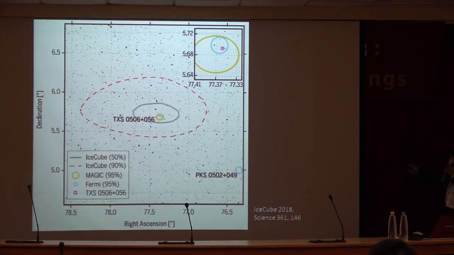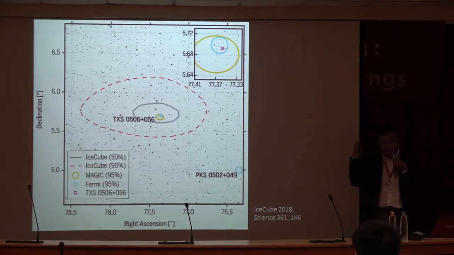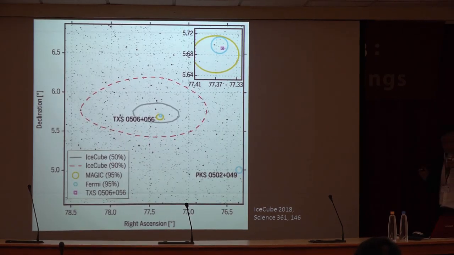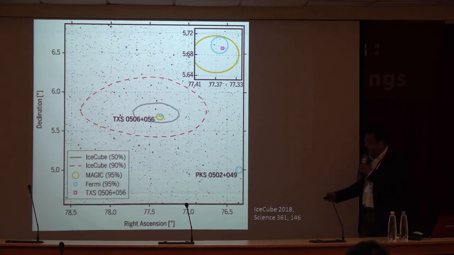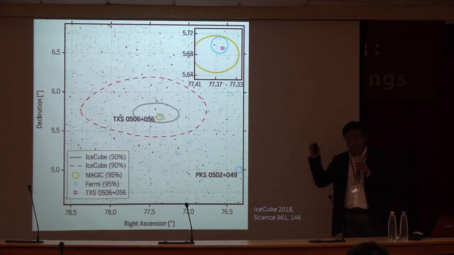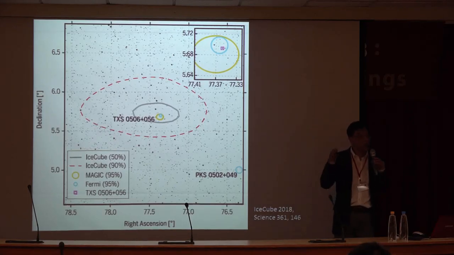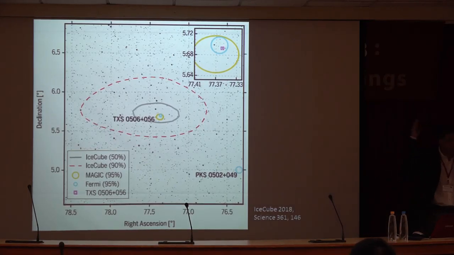Okay, this is a zoom-in part, like this. And also Fermi is a GeV, more than GeV facility. So the Fermi location of this blazar is here, this light blue one. And this source is a radio source. It's called TXS, that's a Texas survey of some radio sources. So this source was known a long time ago. It's a radio source, it's a blazar, so the location is here.